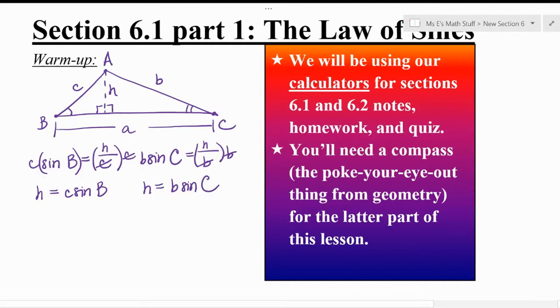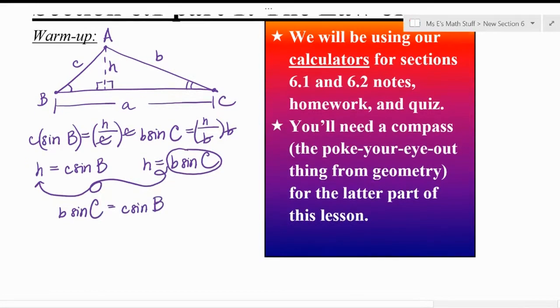And since h represents the same quantity, both h's in both of these equations represent the height of that triangle, I hope it makes sense that you could use substitution and replace h right there with b times sine of c. And so we would then have that b times sine of angle C, try to make that look uppercase, is the same as lowercase c times sine of angle B.